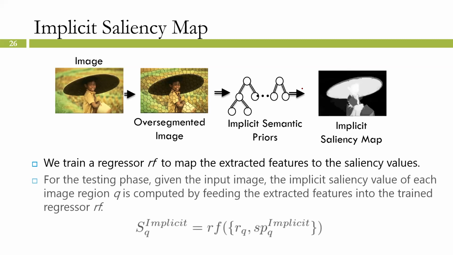Because it implicitly maps the features of the image region to the saliency values, based on the similarity information as well. And for the testing phase, given an input image, we do the same thing. We extract the superpixels from the image, extract the features along with the similarity information, and then fit these features into the trained random forest to obtain the implicit saliency map. In this case, you see that the implicit saliency map focuses on the hat that the boy is wearing.